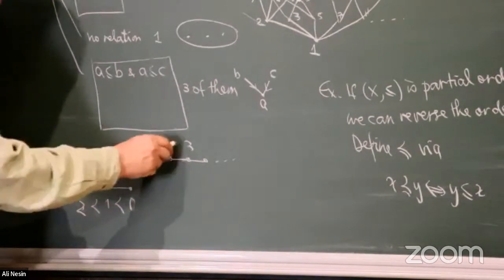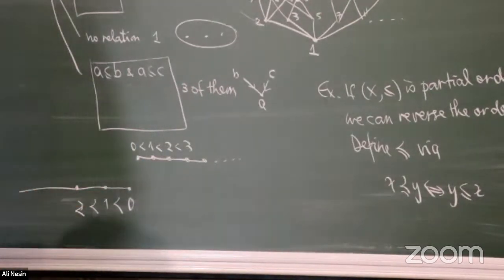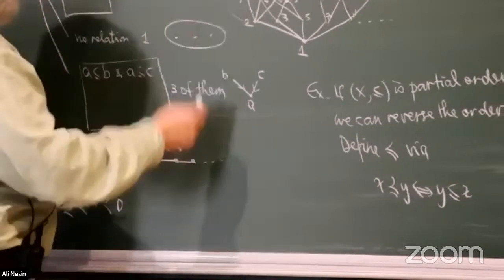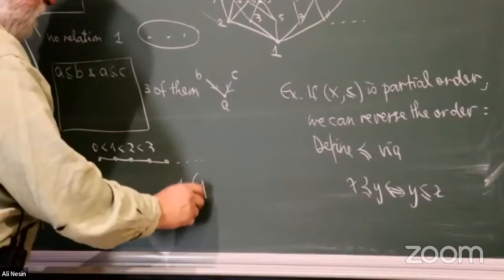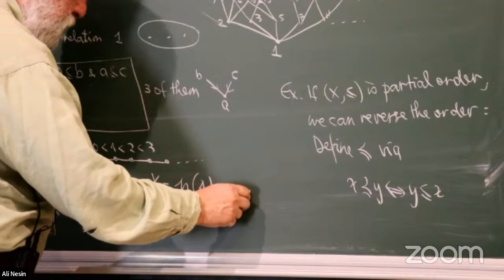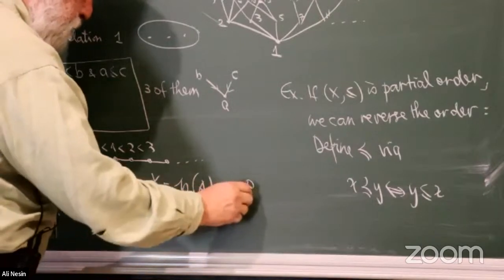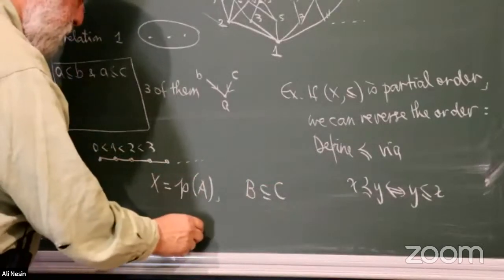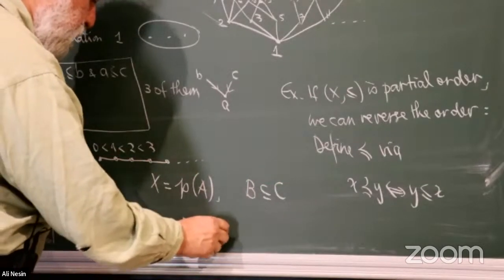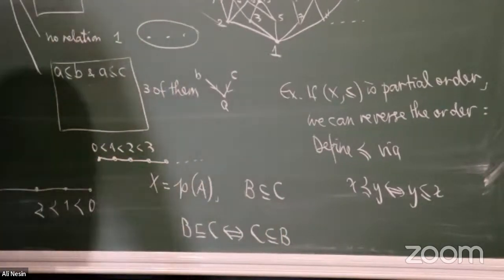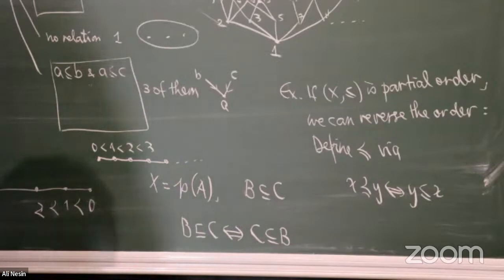The order is just reverse the order. Like you can say, in the subsets of A, X was this. Remember our ordering? Our ordering was B subset of C, right? Now you can replace this. You can say B less than or equal to C if and only if C is a subset of B. You can just reverse the order. You don't gain much doing this.